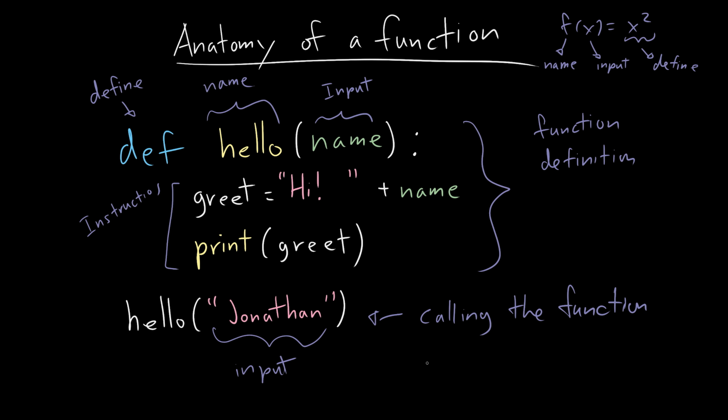What if we want a different name? We can actually call the function by saying hello, David. And then this will do the same thing, except that this time name will be David. So let's whip out some code and do the same thing.